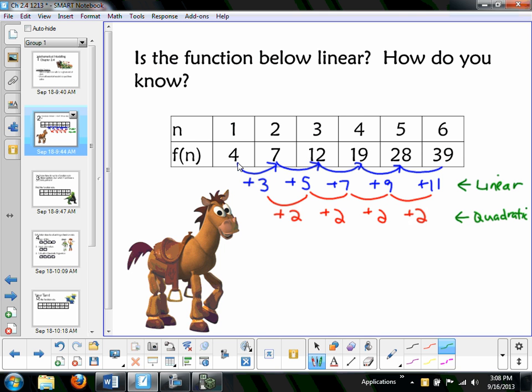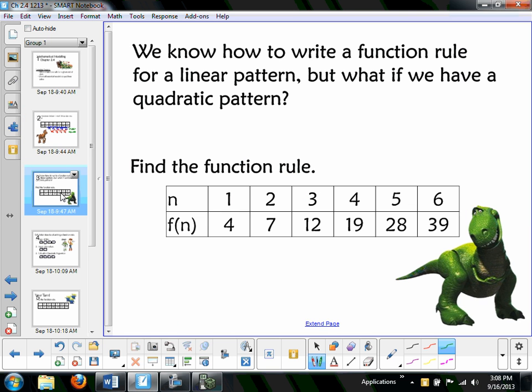So this is how I know whether it's going to be linear or quadratic. And really, that's all we're going to ever deal with is linear and quadratic. So now that I know my function is quadratic, what do I do with it? So here's that same data again. I know it's quadratic, but what do I do with it?